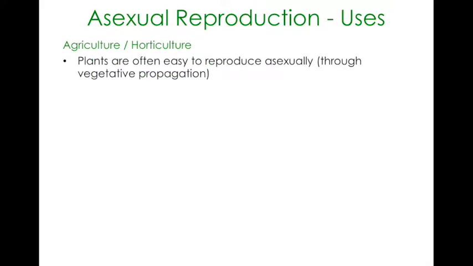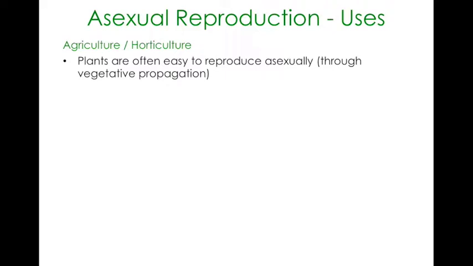Okay, so asexual reproduction and its uses. Now, in agriculture and horticulture, this is probably where asexual reproduction is used the most. Plants are easy to reproduce asexually. That's the key thing there. Like you saw with the example of bananas, you can do vegetative propagation and multiply their numbers quite easily, rather than waiting for the plant to get pollinated, produce flower, fruit, and then seeds, and the seeds drop and grow into new plants.